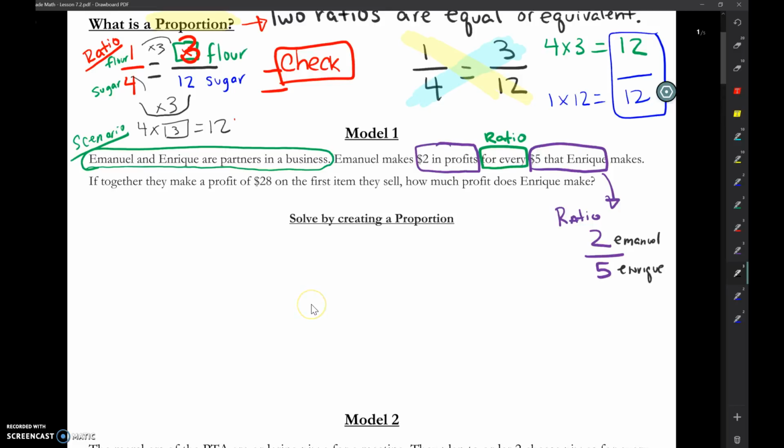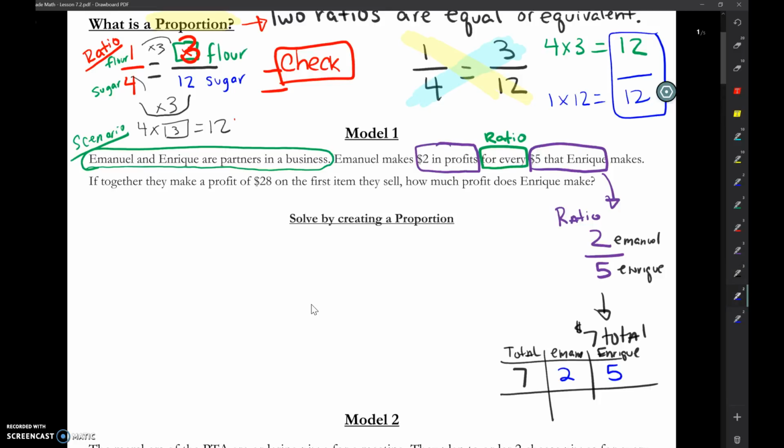So in total, they get $7 in total. So for example, if they make $7, Enrique gets 5, Emmanuel gets 2. If they sell $7, and I would do a table, I would have total, I'd have Emmanuel, I'd have Enrique, and you guys are copying this down. So Emmanuel will get 2, Enrique will get 5. When I add 5 plus 2, it equals 7.